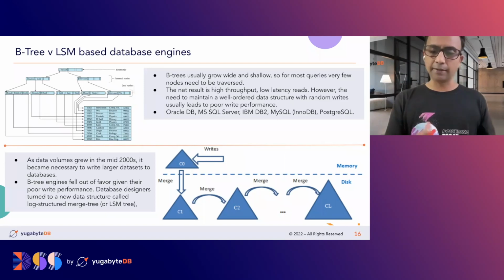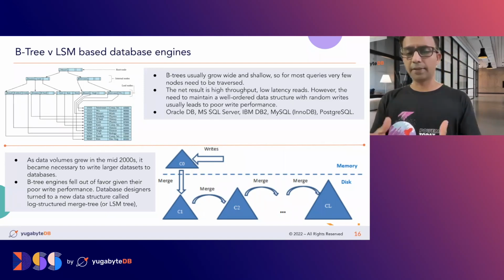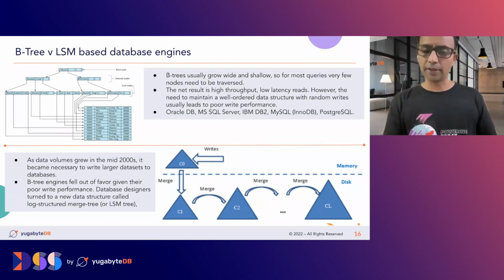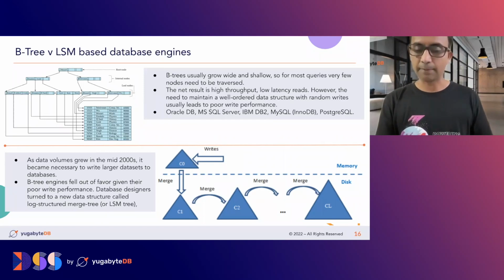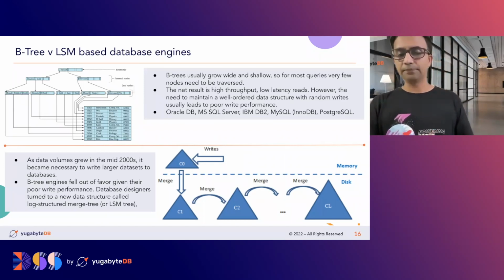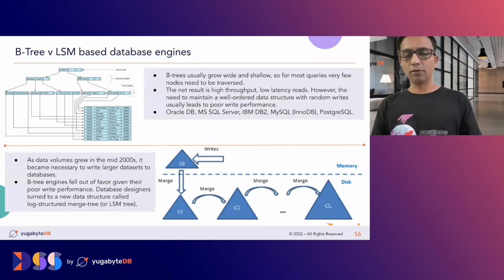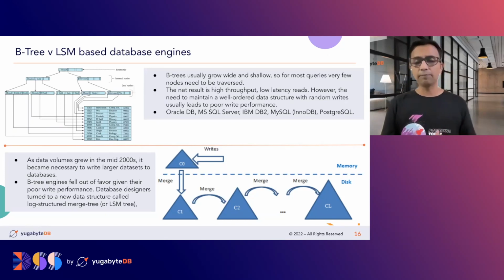So B-tree predates LSM in terms of popular usage. A lot of the older database technologies, as you can see, use B-tree. It works really well for non-distributed databases, right? B-tree files tend to grow wider and shallow, so it's better optimized for reads. Random writes, for instance, updates that are not in any particular order, and operations like that would have relatively poorer performance.